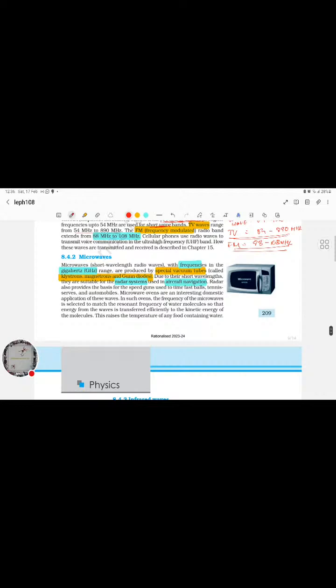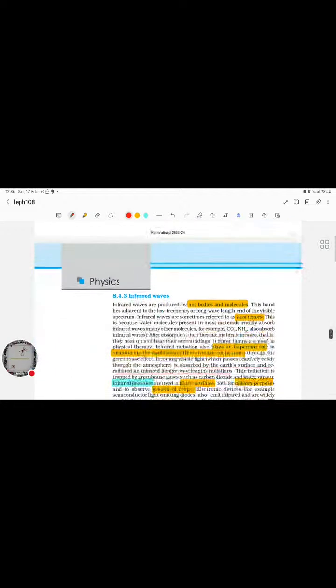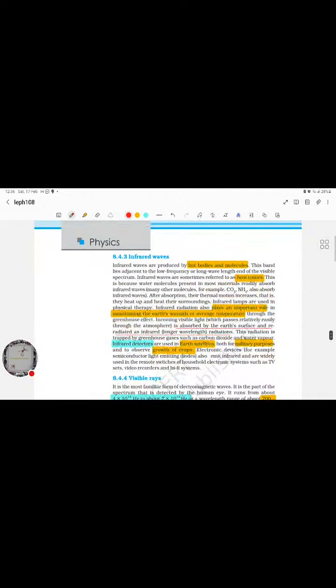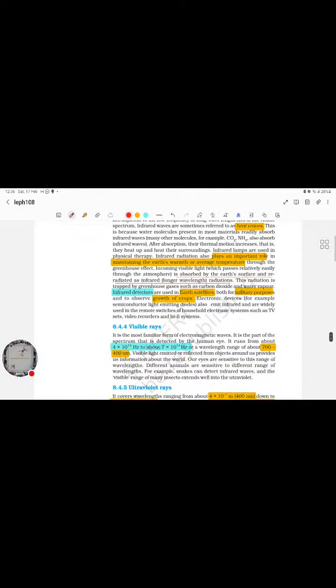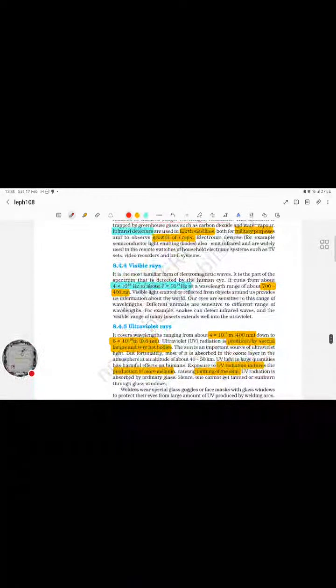And for microwaves, they are produced by special vacuum tubes called klystrons, magnetrons, and gunn diodes, whose frequencies are in gigahertz, used in radar systems as well as in the microwave oven. Infrared rays, also known as heat waves, are produced by hot bodies, play an important role in Earth's warmth and temperature, and are used as infrared detectors. There is something called an infrared lamp, and we use that in electronic devices.